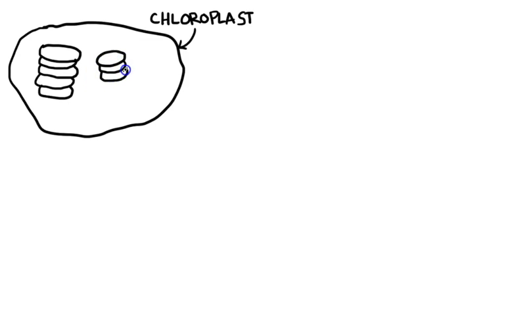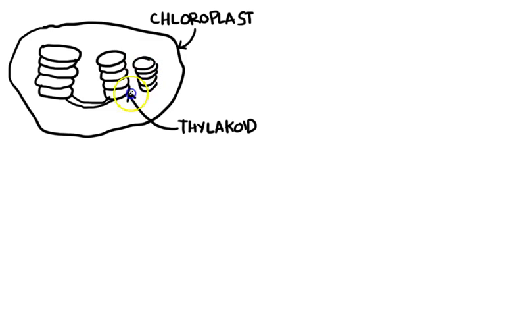And each one of these little green coins, I'm going to give it a name here, is called a thylakoid. Thylakoid. I'm sorry about that. Now that's what we're interested in. These are all sort of connected to each other. There's little veiny things connecting them. There's tons and tons of these all over a chloroplast.